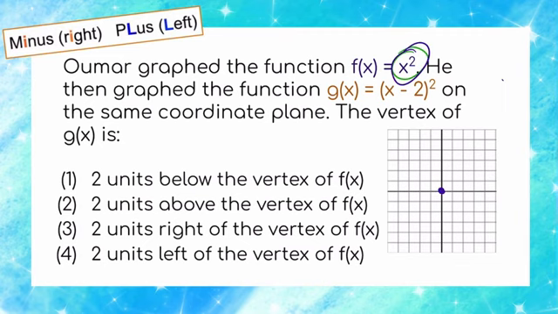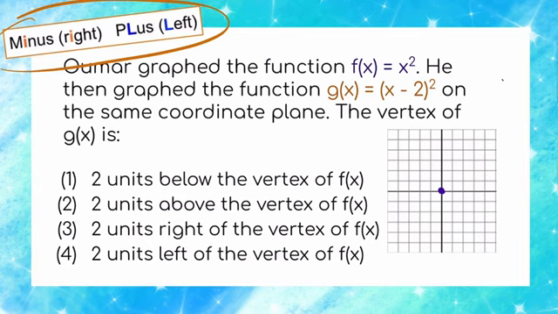And then x minus 2. So let's use this cheat sheet here. Does our new function move to the left or to the right? Well, minus means to the right. So I'm going to go boop, boop, 2 units to the right. And which choice matches my new vertex? That'll be choice 3, 2 units to the right of the vertex of f of x.